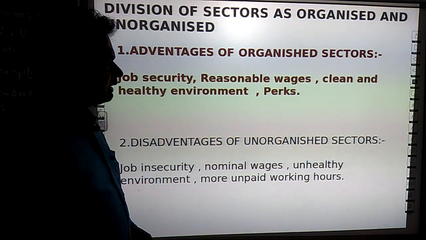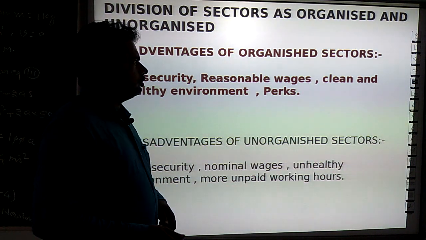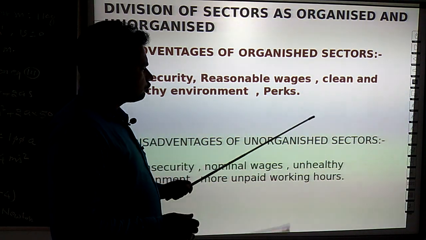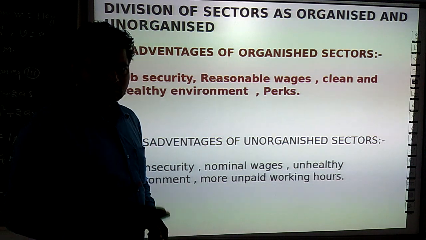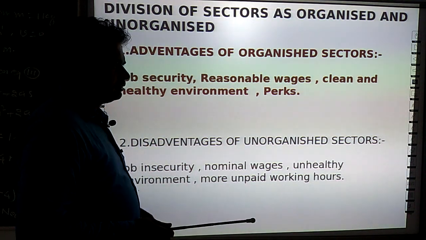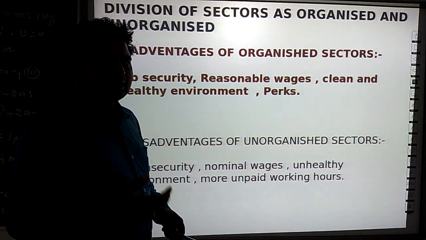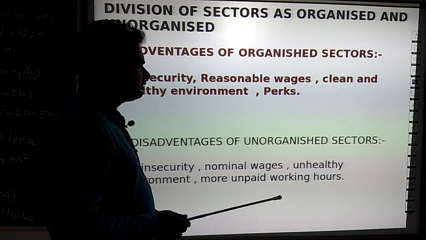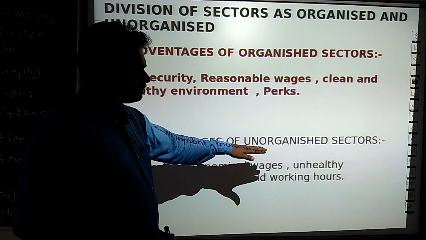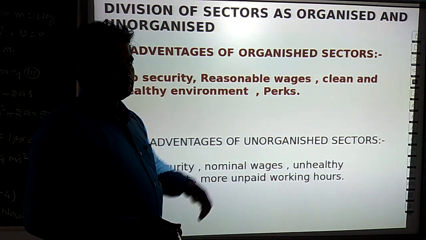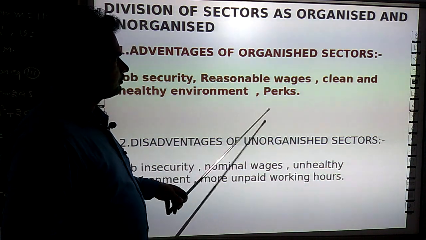That's why it becomes essential for the government to convert most of the unorganized sector into the organized sector. As you find nowadays, the government introduced GST, that is the Goods and Services Tax, so that most of the unorganized sector starts to be converted into organized sectors.